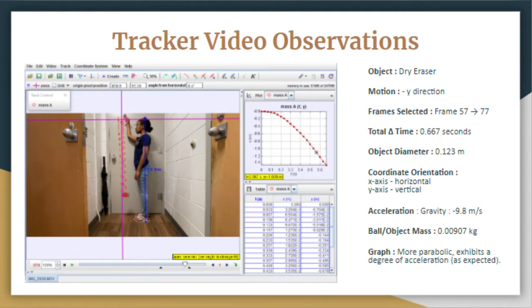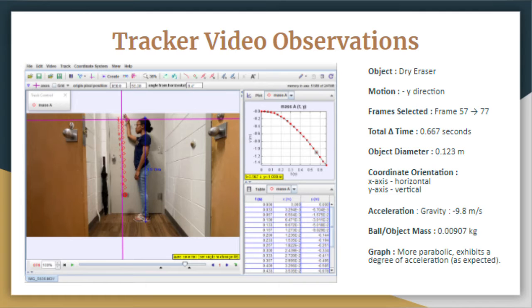For my tracker video, I chose to observe the motion of the falling object between frames 57 and 77, and the total time was 0.667 seconds, and I used my height as a reference for the distance of the falling object, and that reference was approximately 1.5 meters.